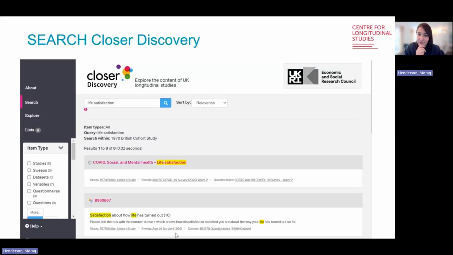Closer Discovery is another search tool. So if you're interested in the longitudinal studies outside of our four studies that we're talking about today, you can use Closer Discovery. It has the whole of the UK longitudinal studies in it. And here I've just searched for life satisfaction in the British Cohort Study, and it tells me the data set it's in, the age it's captured, and the exact question wording.